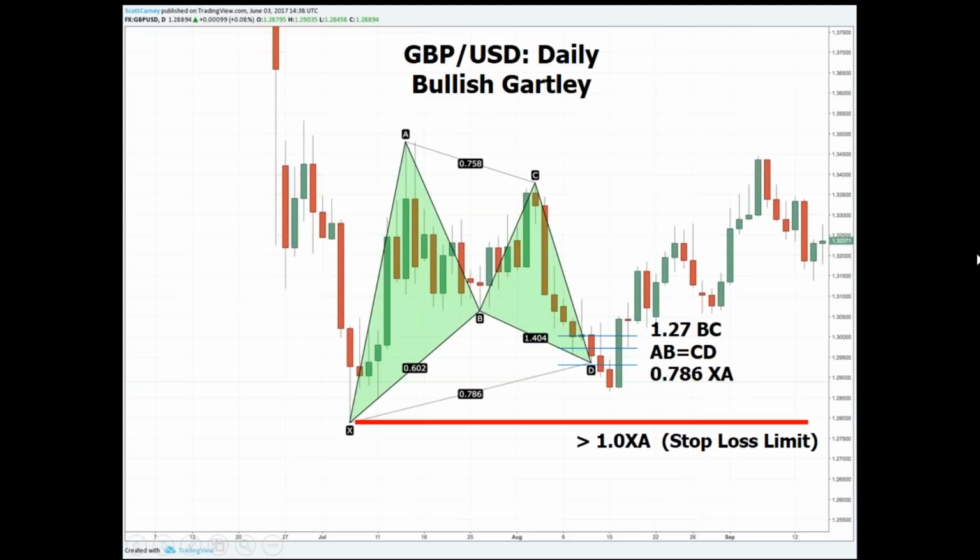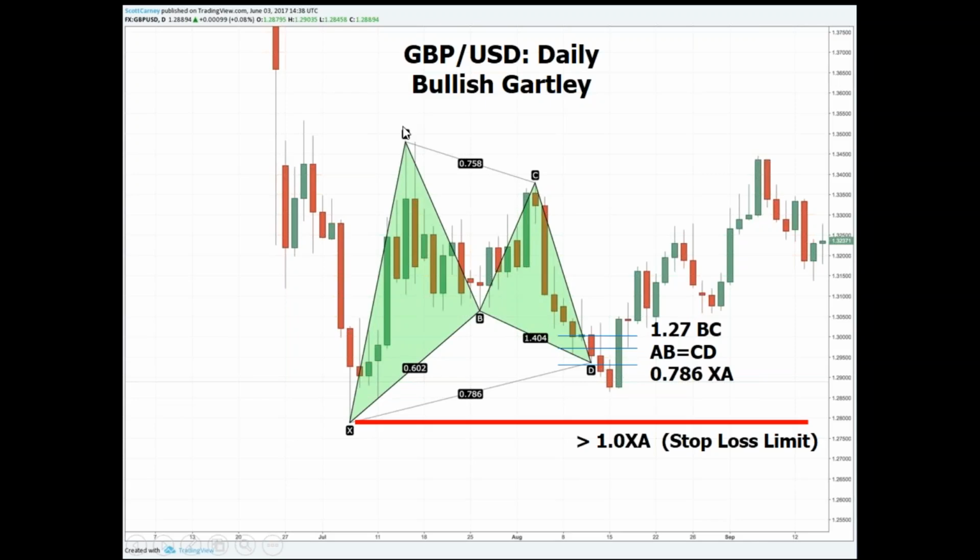Here we've got a British pound US dollar on a daily chart. A very distinct M-shaped formation. Here's a starting point at X to A. Now this starts our A to B, C to D equivalent pattern. Now look at these measurements. Here's the 786 XA retracement. That is actually the lowest number in the bullish harmonic support zone.